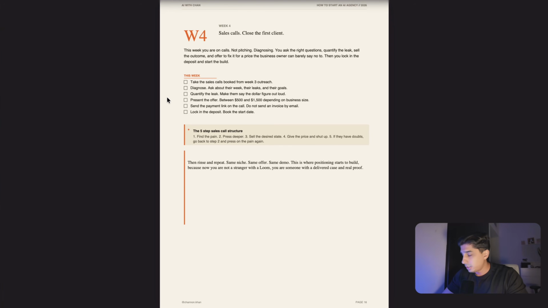Send the payment link on the call. Please do not send it as an invoice by email. You can always send a paid invoice after, because remember, it's sales 101. As soon as the call's ended, the excitement's gone, the emotion is gone. So just make sure you try and close it on the call itself. Lock in the deposit, book the start date, discuss the technicalities, the contracts, etc. Everything of that.